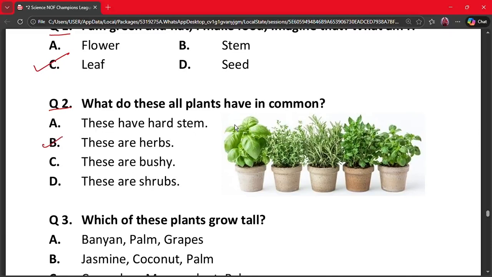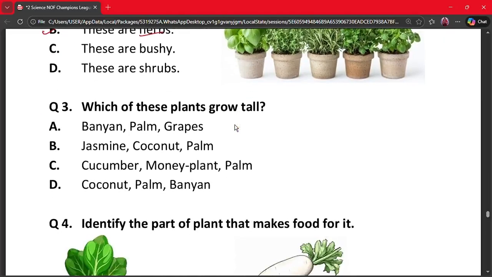These are herbs. The plants shown are small in size and have soft green stems. Such plants are classified as herbs. They do not have hard or woody stems since they are herbs. So the correct answer is option B.